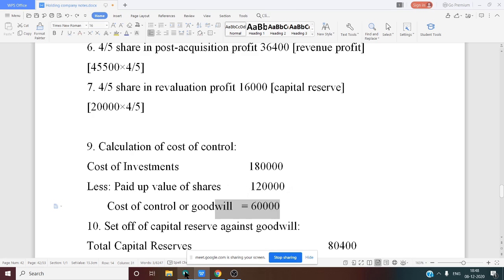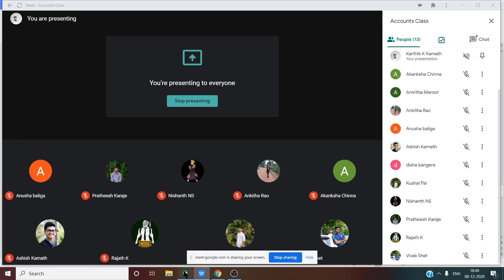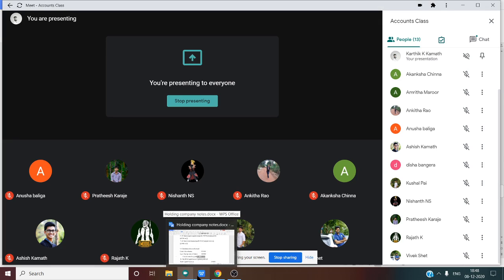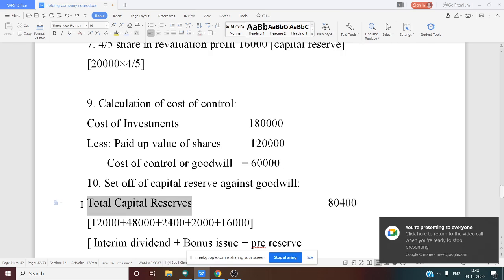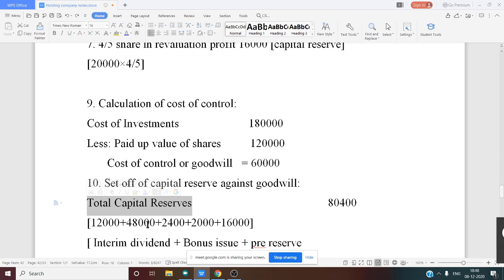After knowing the goodwill, we want to set off this goodwill against capital reserve, because we know we cannot show both in the consolidated balance sheet. So what we have to do? We have to set off and show only one information. Either we have to show goodwill or we have to show capital reserve. So total capital reserve we want. Now total capital reserve, from all the things we have to add now, very very important.